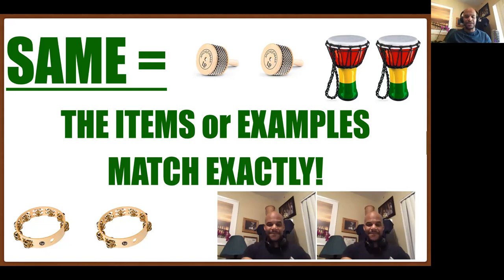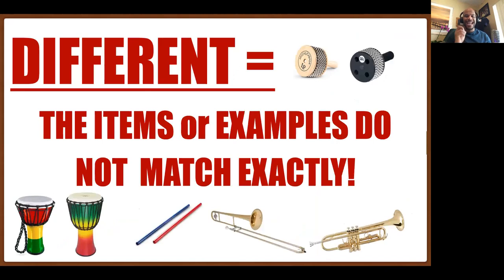Let's take a look at the opposite. Everybody say different. So if items do not match exactly, they have to be what? They have to be different. For example, let's take a look at my two cowbells. Now, if you look at my cowbells, yeah, they're both cowbells, but do they match exactly? Oh, baby, this one is all beat up. And look at this guy. She's pretty beat up, but not as beat up. So even though we have two cowbells, they're not the exact same cowbell because they don't match exactly.